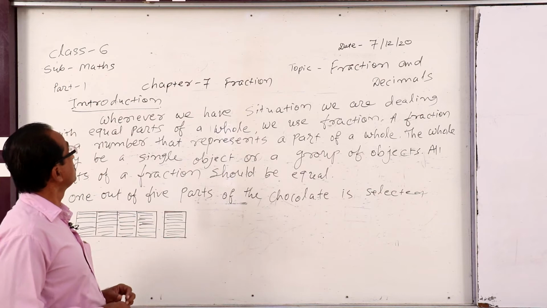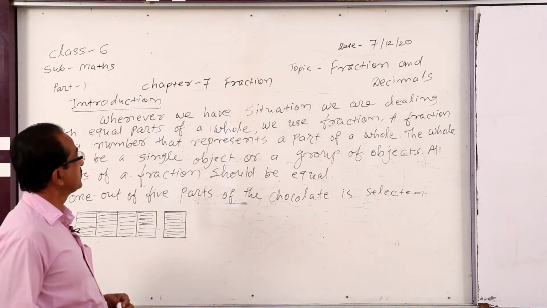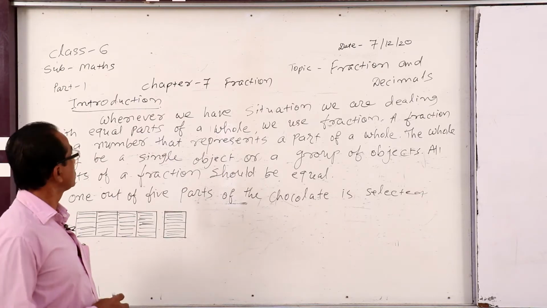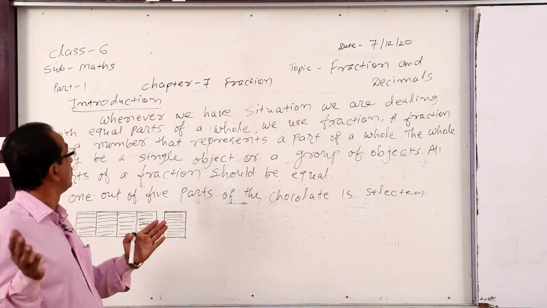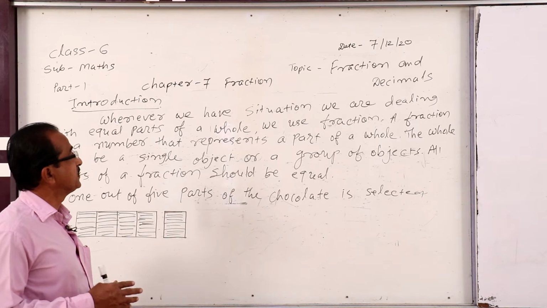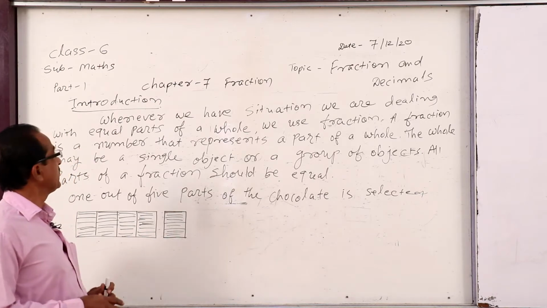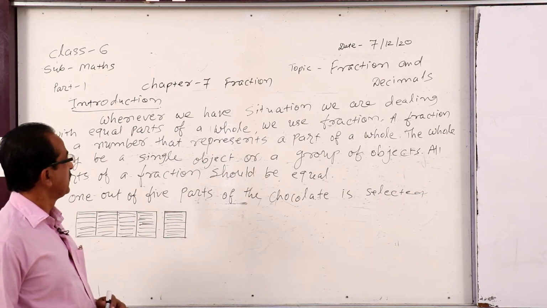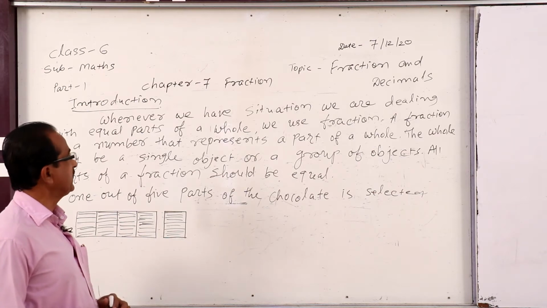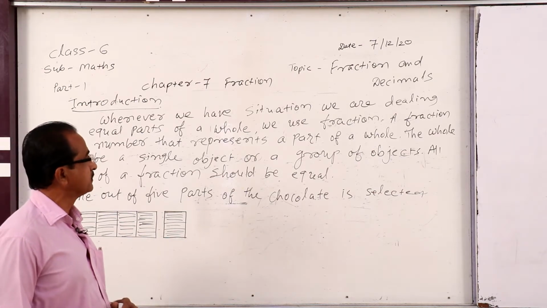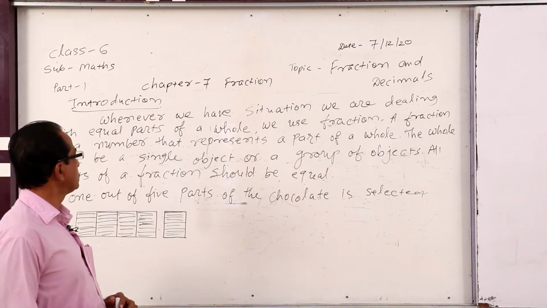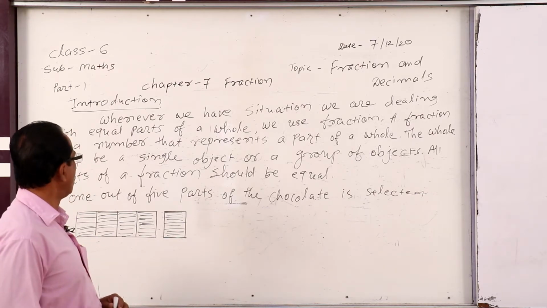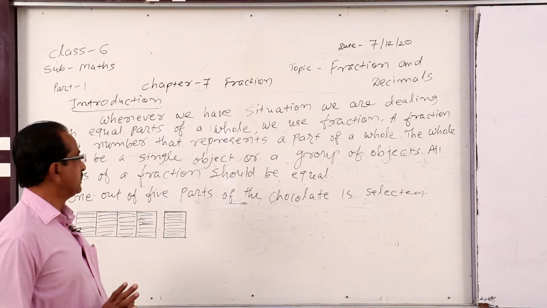Today we are going to learn chapter 7, fraction and decimal. First we see the introduction. Whenever we have a situation where we are dealing with equal parts of a whole, we use fraction. A fraction is a number that represents a part of a whole. The whole may be a single object or a group of objects. All parts of a fraction should be equal.